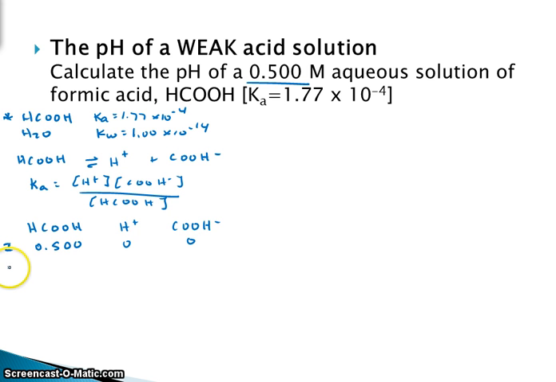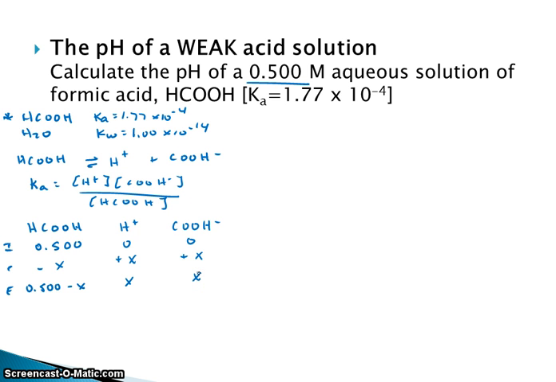The next thing we put into our ICE chart is our change. Now, we don't know what the change is this time, and when we don't know something, we put in x's. So X amount of our formic acid is going to ionize, producing X amount of hydrogen ion and X amount of formate ion. So that means that when we reach equilibrium, we're going to have 0.500 minus X for our formic acid concentration, X and X.